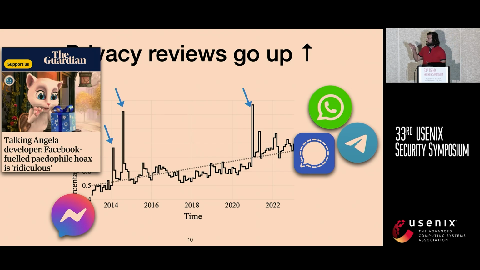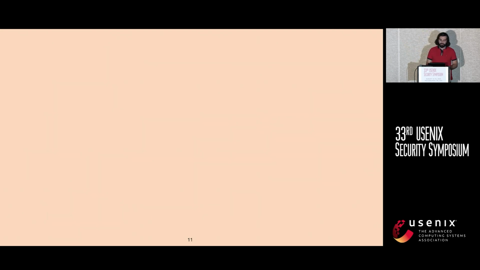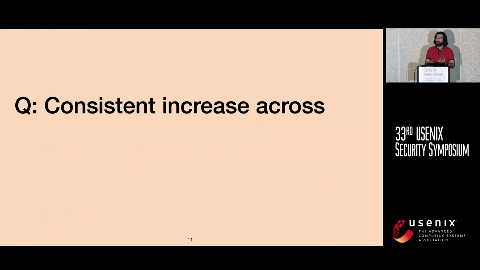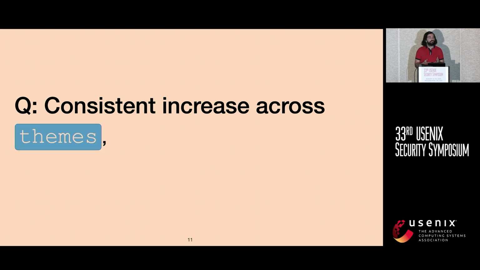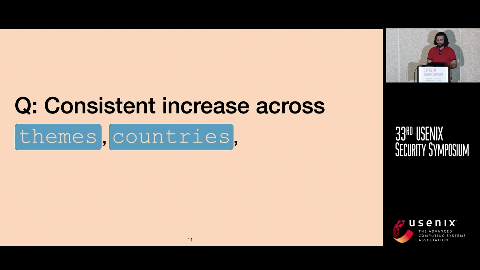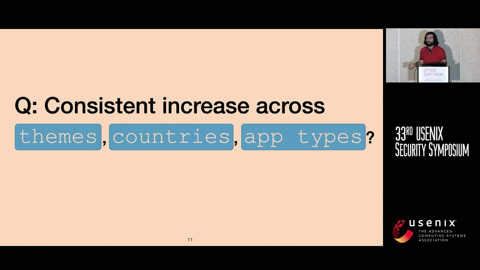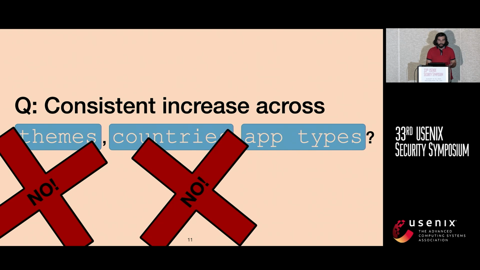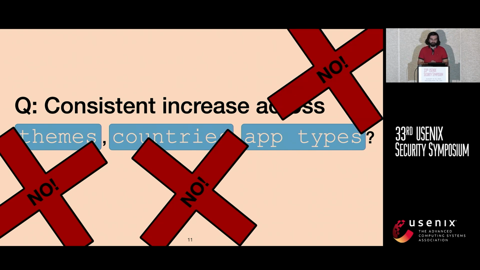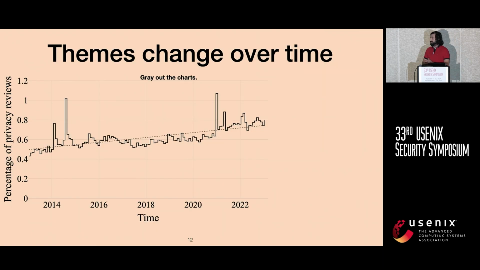Now, you see almost a monotonic increase, right? Is that consistent across different dimensions, such as different themes, different privacy issues, different countries? What about different application types, different products? The answer is no, no, and you guessed it, no. Let's dive deeper, starting with themes. Turns out, themes fluctuate over time.